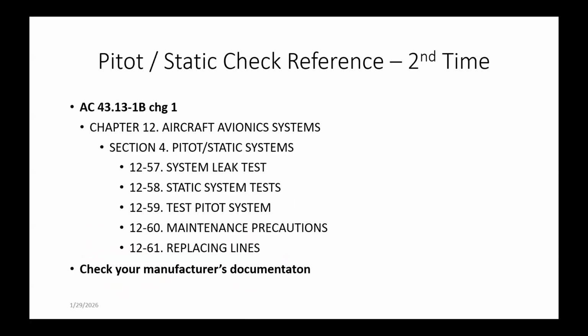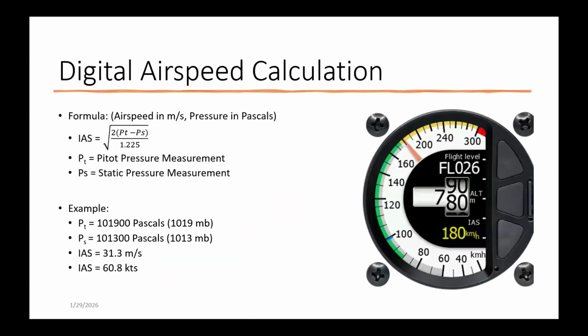The static references, again, we're talking about 43131B. So we looked at the static system a moment ago. We're going to look at the pitot system here in just a moment. And then here is the formula for the digital airspeed. So we've got a pitot measure, a static measure.